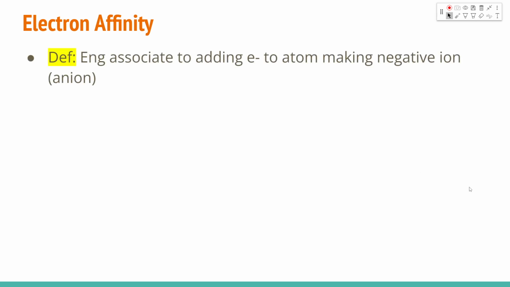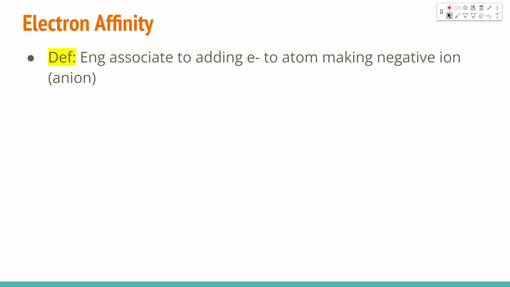Okay, electron affinity. So electron affinity, as you can see the definition here, is the energy to add electrons to an atom. So you're making a negative ion. As a reminder, a negative ion is an anion. Another definition, in case you want a different definition, is a neutral atom's likelihood to gain electrons using some kind of energy.